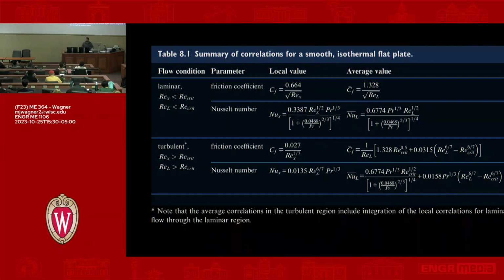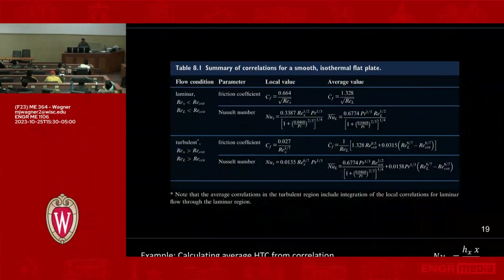These correlations here, the local and average, give you the final representation of how you go from local to average. But it's actually not that tricky to do it yourself if you know the local function. So I just want to run through quickly an example of how you would compute the average from the local.